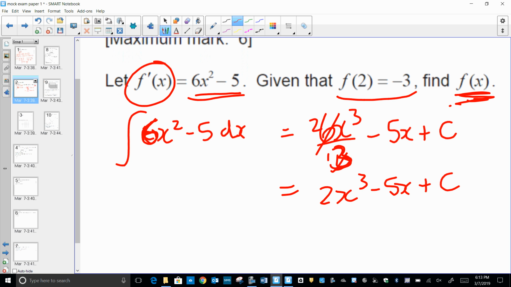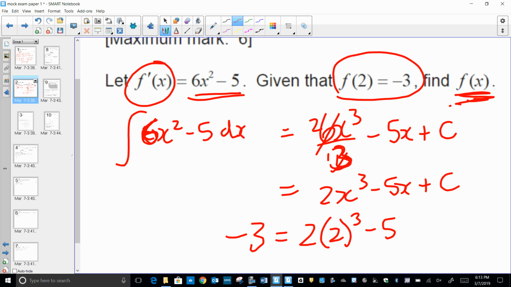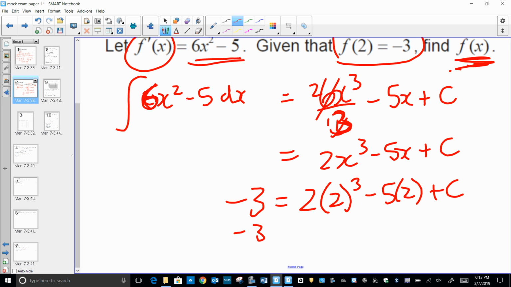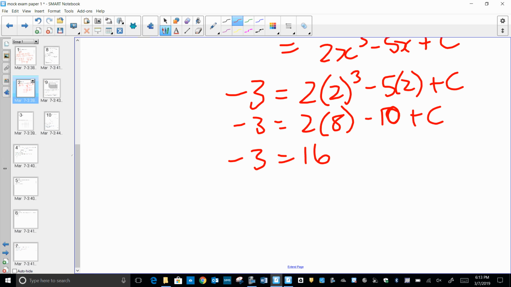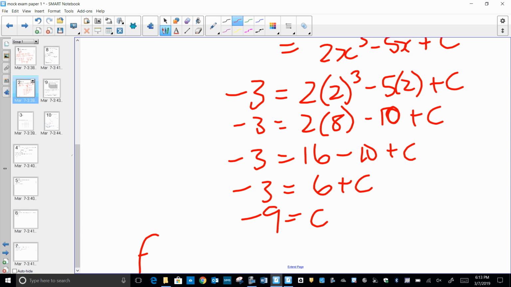They gave us some additional information to now enable us to find c. So we know that negative 3 is equal to 2 lots of 2 cubed minus 5 lots of 2 plus c. So negative 3, 16 take away 10 is 6. So c is negative 9. So that makes our function 2x cubed minus 5x minus 9.